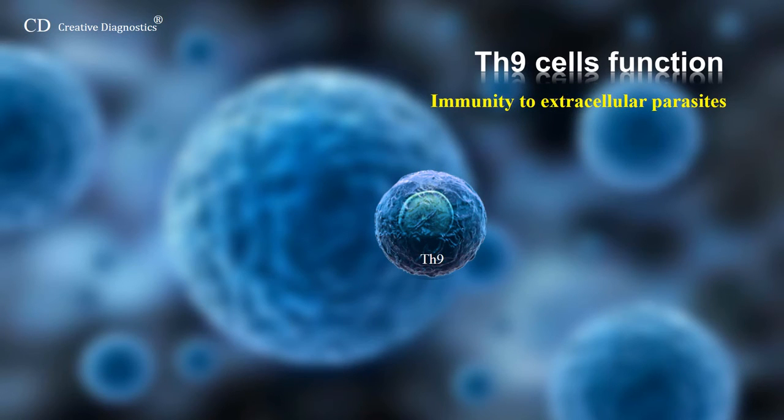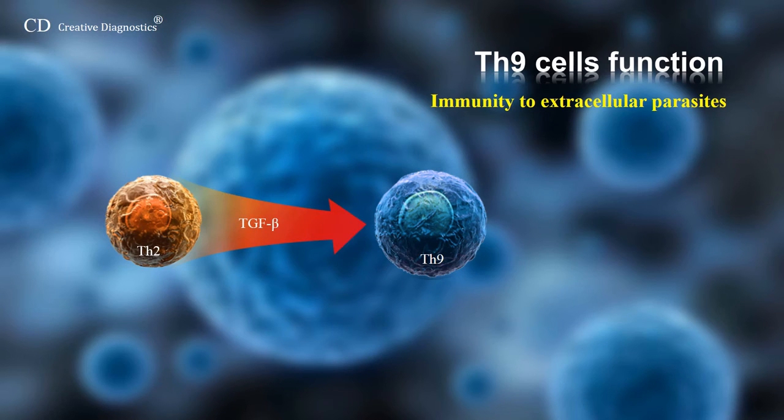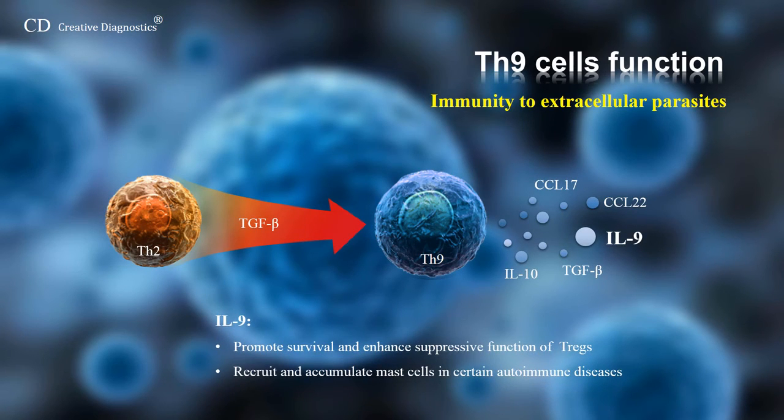Interleukin-9 has been identified in a subset of T cells distinct from Th2 cells, now delineated as Th9 cells. Interleukin-9 is known to promote survival and enhance suppressive function of Tregs. They are also important in promoting mucus production and activation of mast cells as well as eosinophils.